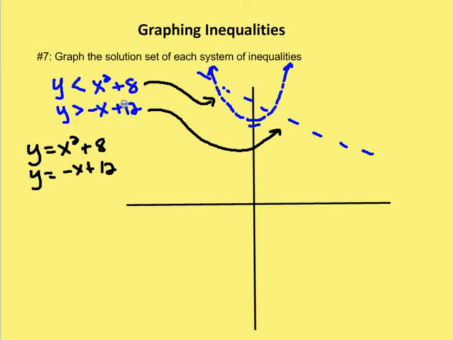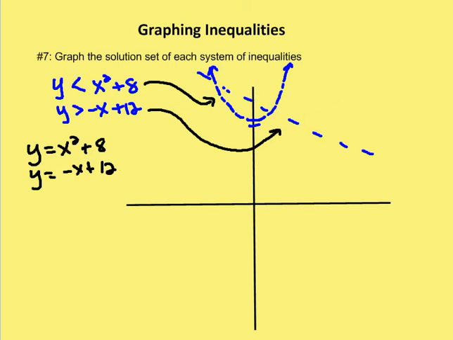The first thing we want to do whenever graphing inequalities is to write the form of the figure as though the inequality was not there. So we change the inequality to an equality. In this case we have y is equal to x squared plus 8, which is our parabola with a vertex at 0, 8. And then y is equal to negative x plus 12, which is our line with a slope of negative 1 and a y-intercept of 12.